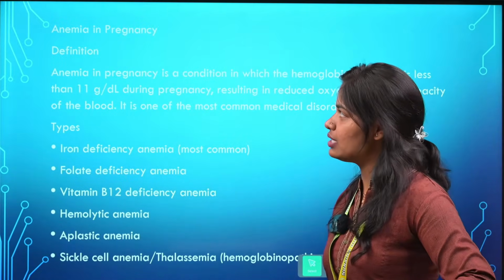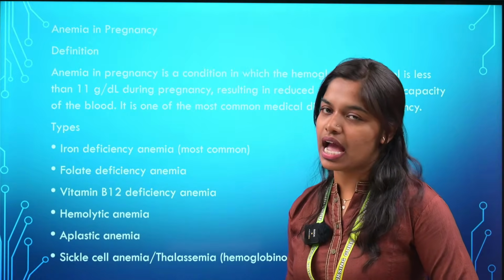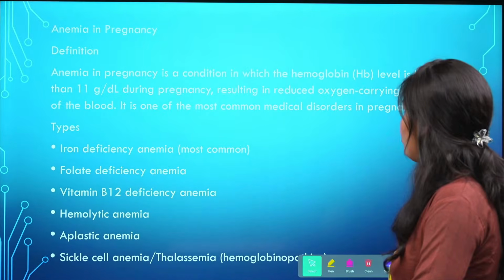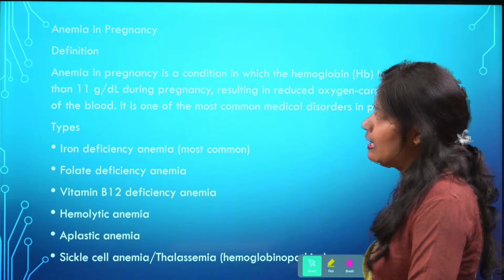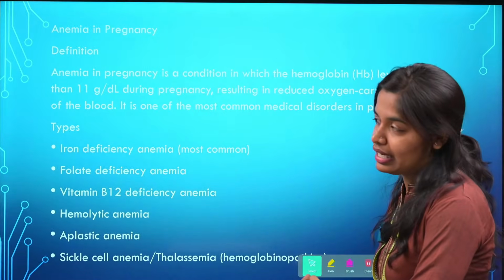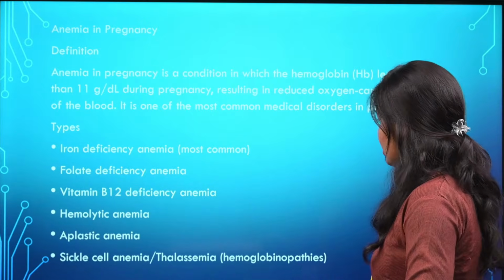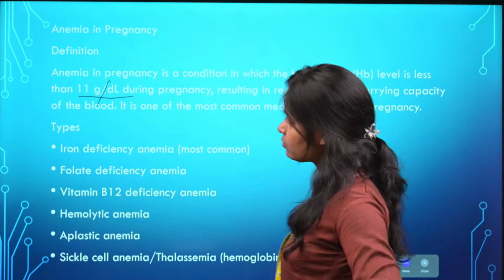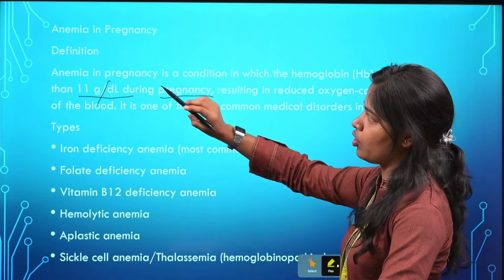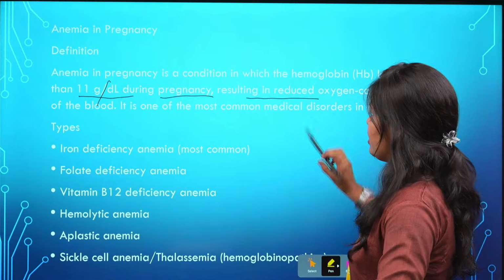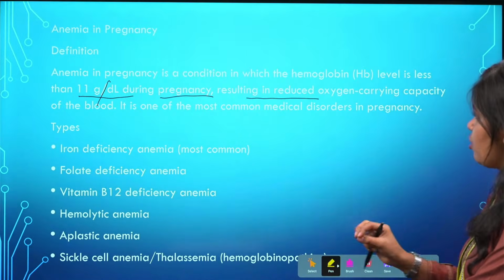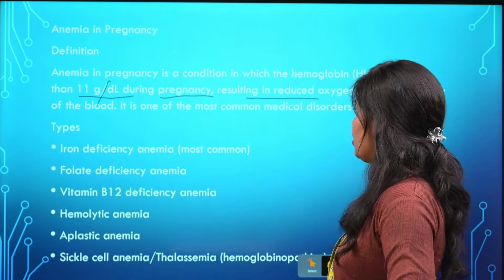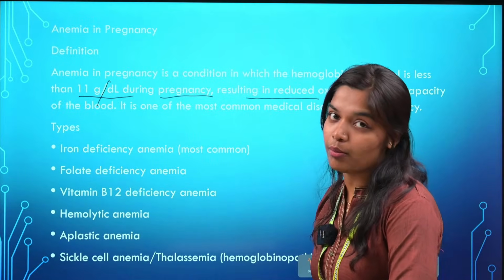The next condition is anemia in pregnancy. Anemia is a condition in which the hemoglobin level is less than 11 g per dL during pregnancy. If the hemoglobin level is less than 11 g per dL at the time of pregnancy, we call it anemia. It results in a reduction of the oxygen carrying capacity of the blood. It is one of the most common medical disorders in pregnancy.